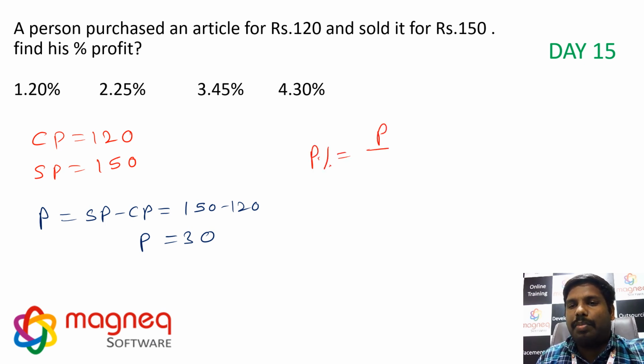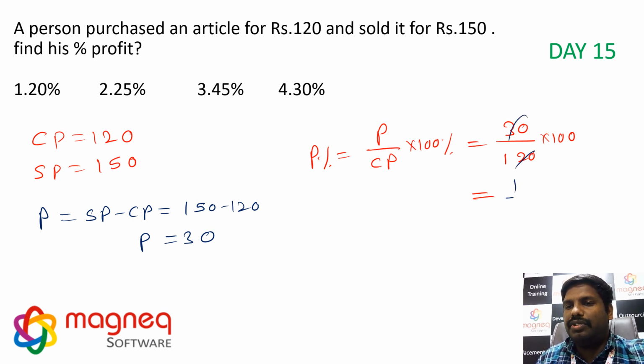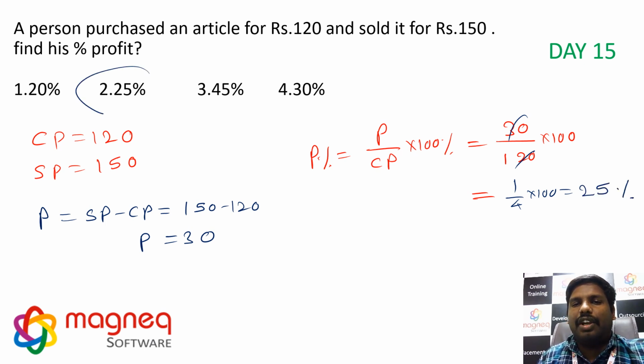But profit percentage equals profit by cost price into 100 percentage. So 30 by cost price 120 into 100. So 4 times means 1 by 4 into 100. 1 by 4 means 25 percentage. Second option, 25 percentage. Profit 30 rupees, profit percentage 25 percentage.